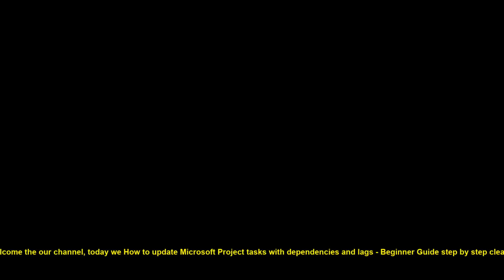step, clearly. Open Microsoft Project. Create a new project or open an existing one. Locate the task list on the left side of the screen. Select the task you want to add a dependency to.